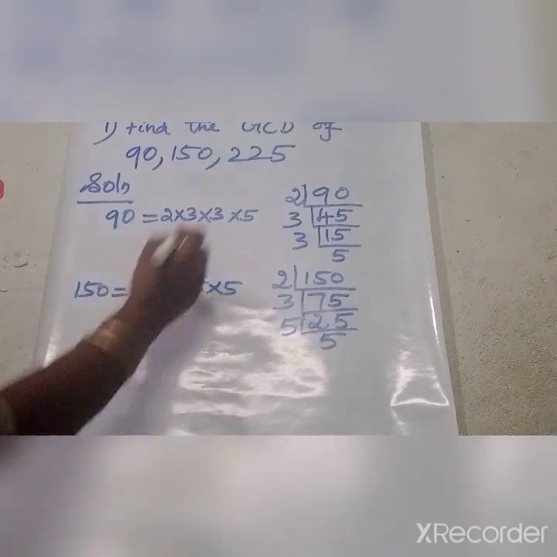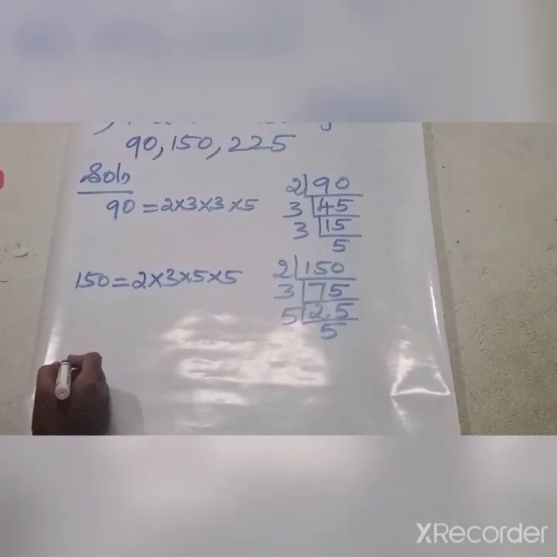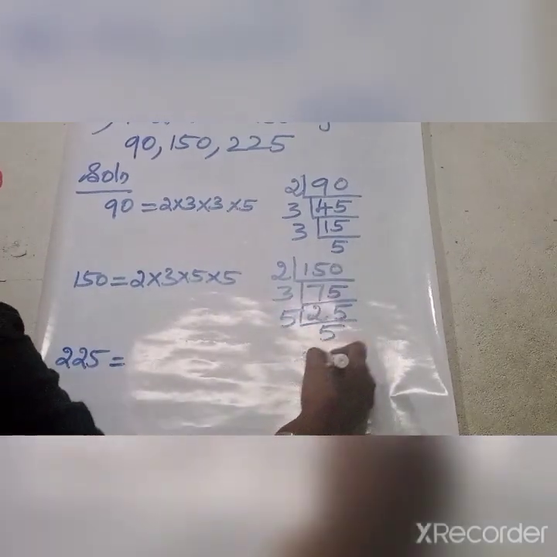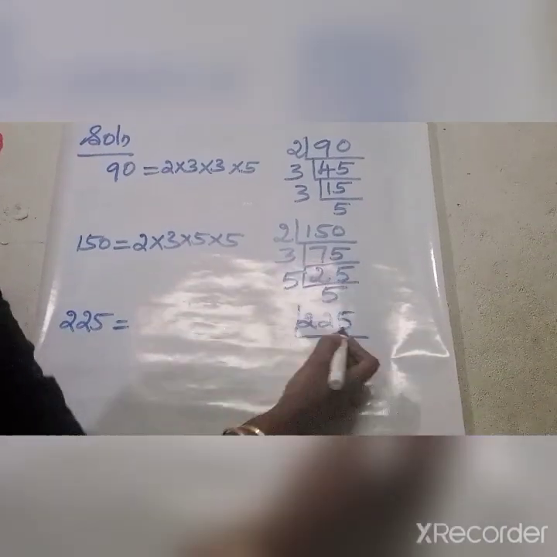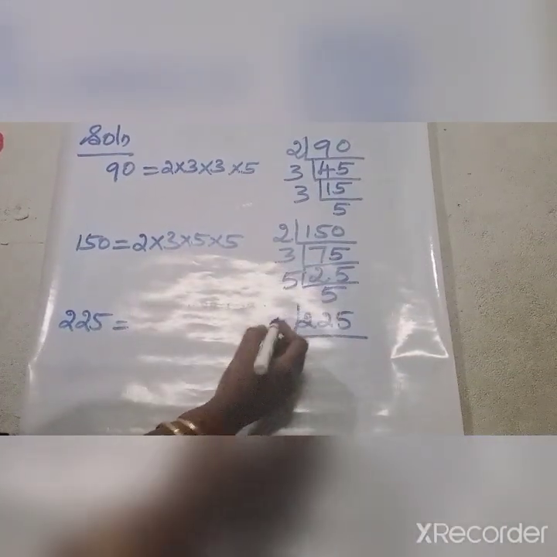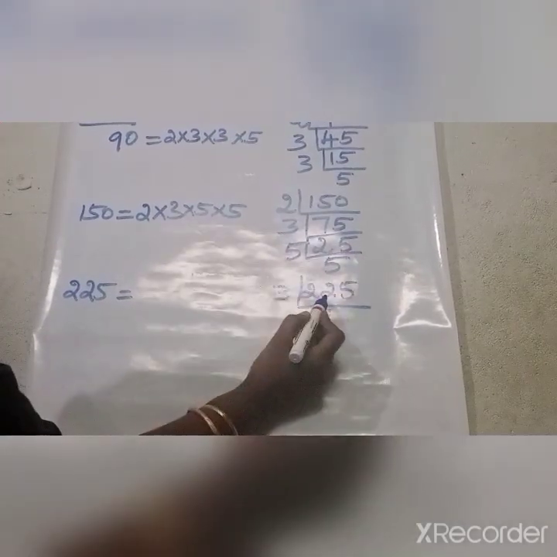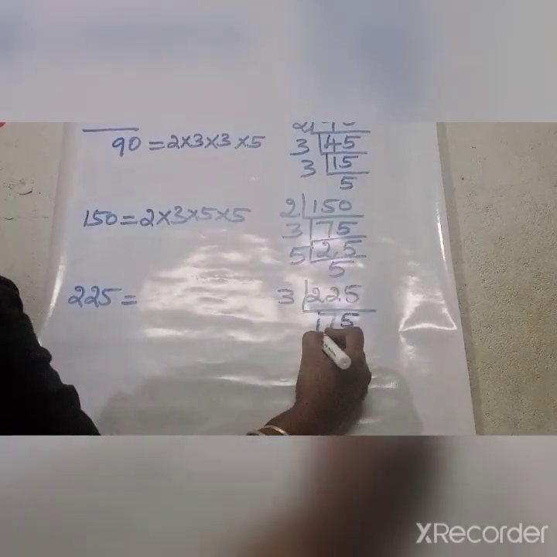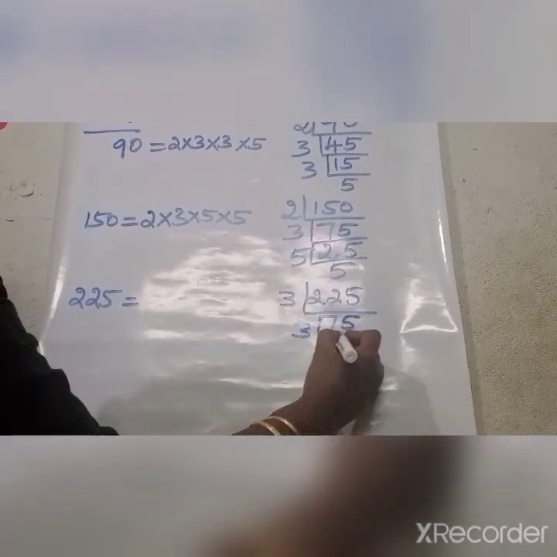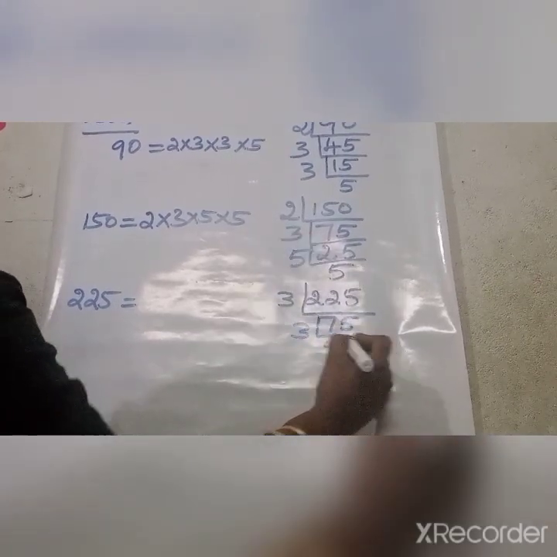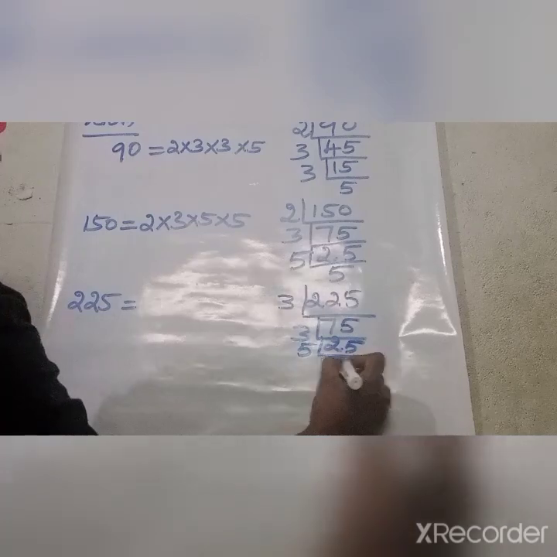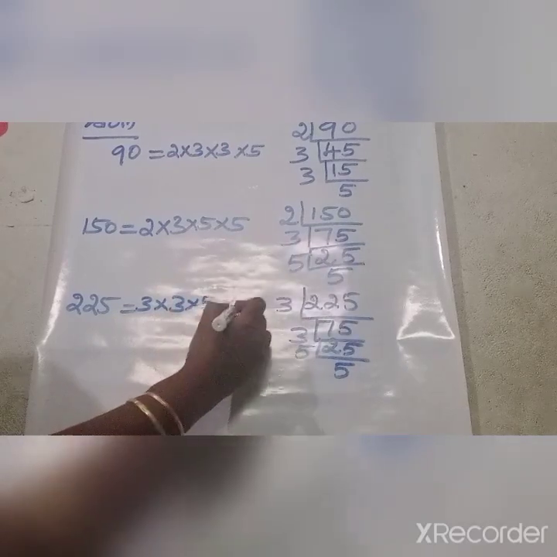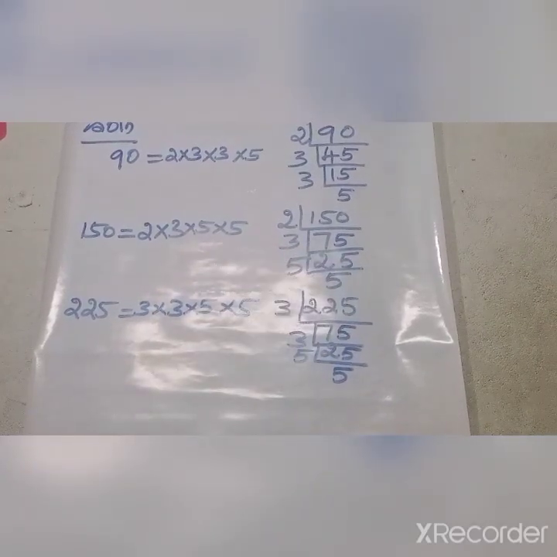Similarly, next number 225 is there. So 225, let us factorize. It is an odd number, so 2 table is not possible. Let us move to the 3 table. 7 3s are 21. One balance is there, 1 and 5 consider as 15. So 5 3s are 15. Further 3 table. So 2 3s are 6. 5 3s are 15. Again 5 5s are 25. So it can be written as 3 into 3 into 5 into 5. Now we have to find out the GCD.